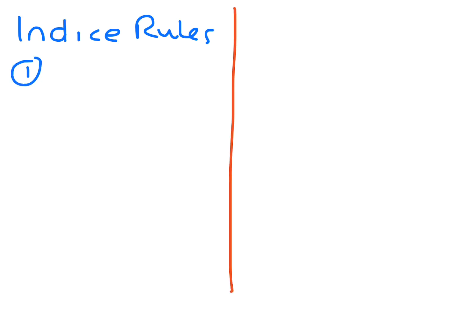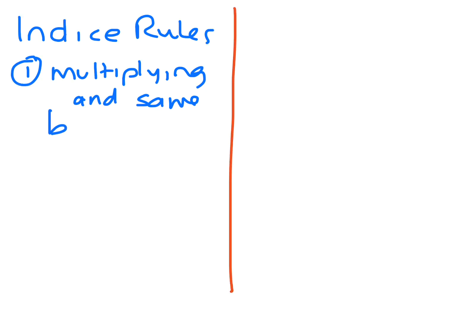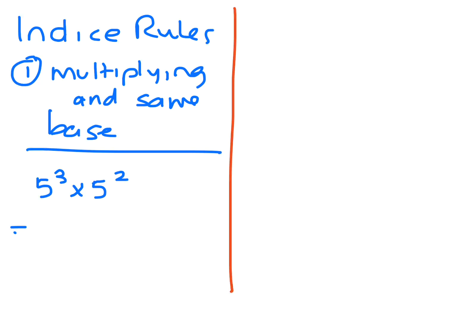Right, we're just going to do a bit of a run through on the indice rules. So the first one, when you're multiplying and you have the same base, this is the first rule. So say we have 5 to the 3 times 5 to the 2. That will actually be 5 times 5 times 5, because you have 3 lots of 5 there.